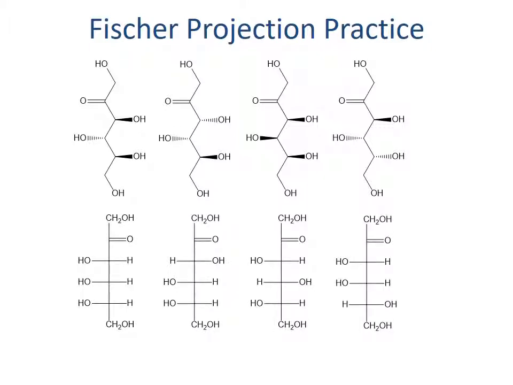These are the correct answers. Notice that some of these have their highest number chiral center with the OH on the left. Those are L carbohydrates, and only the final one on the right has its OH on the right, and that's D-tagatose. That's the only D carbohydrate that's shown there.